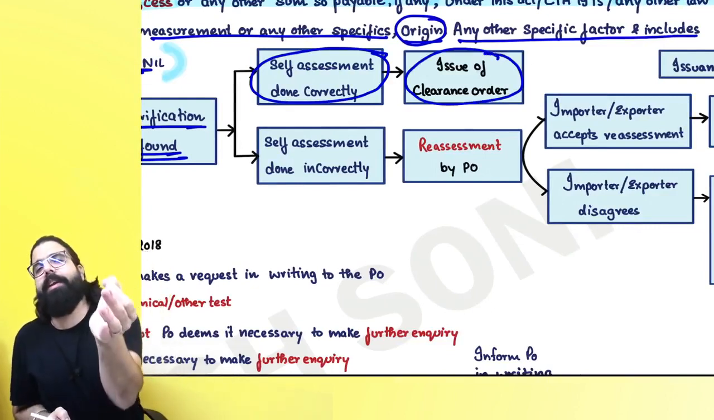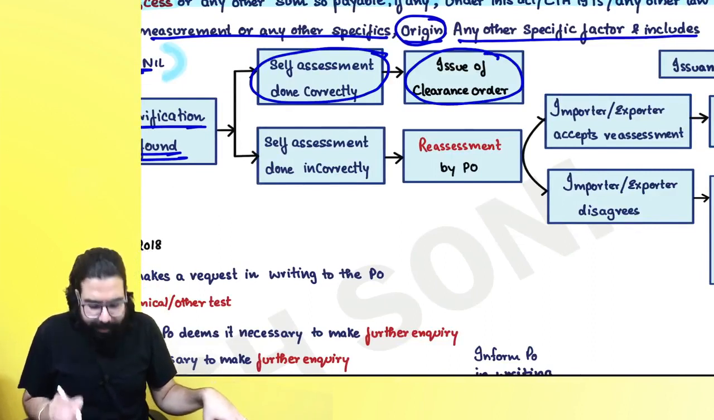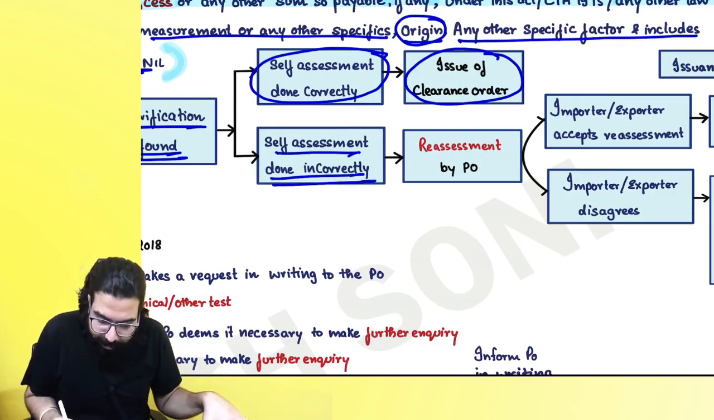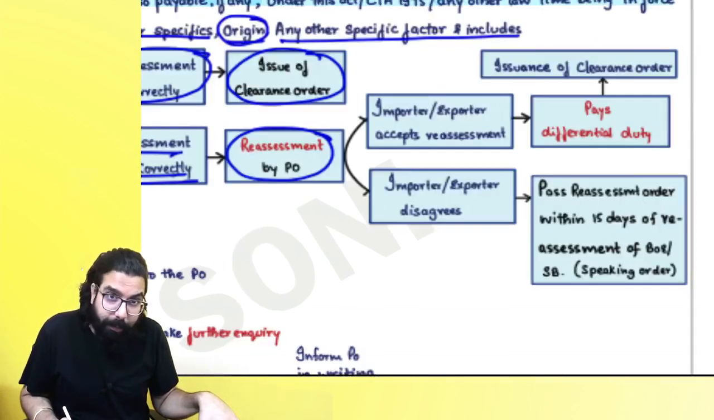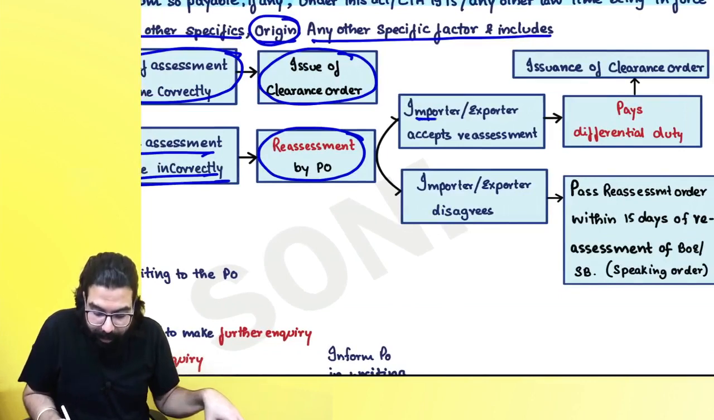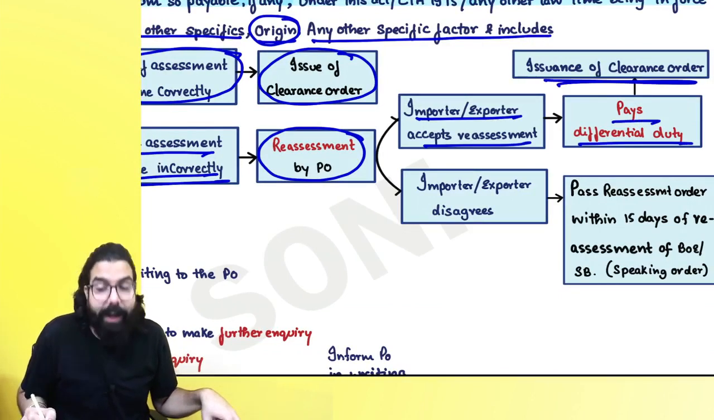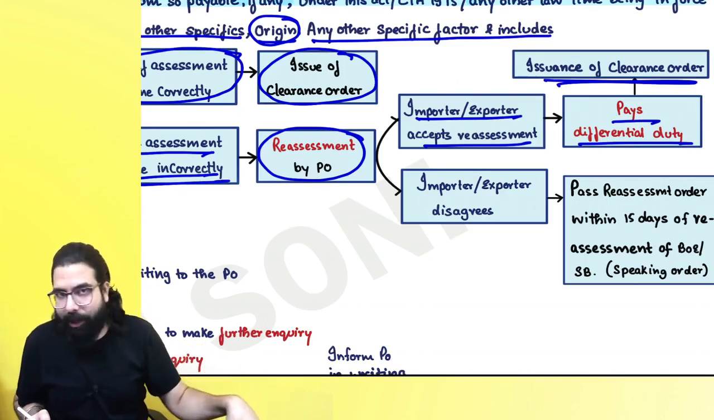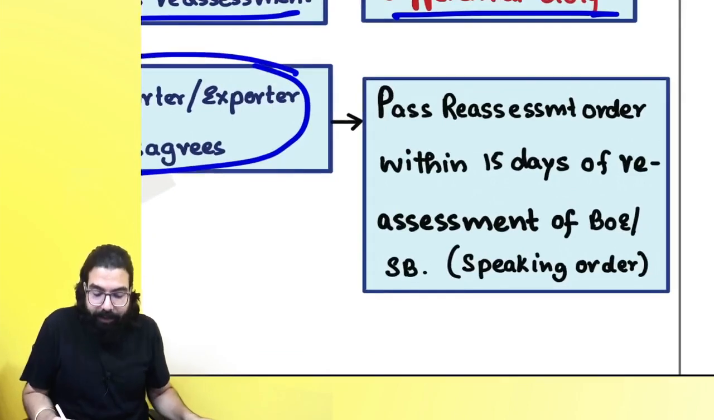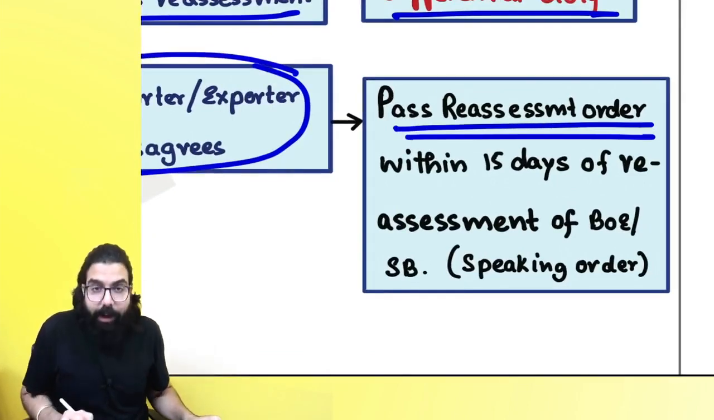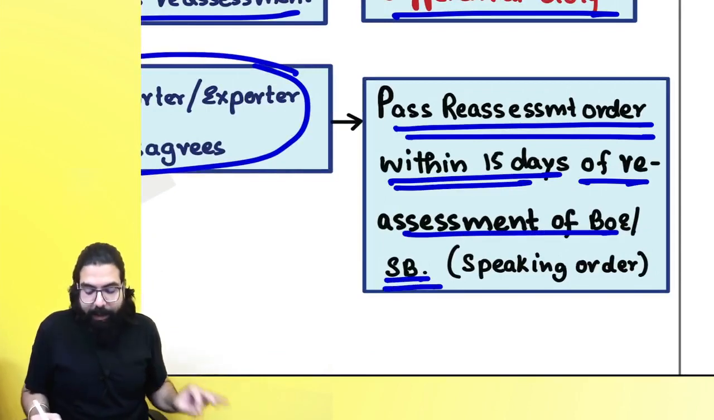If the self-assessment is not done correctly, then he will do the reassessment. Now he will tell, hey, this much was payable, this much you have paid, pay the differential. If the importer or exporter accepts the reassessment and pays the differential, then the officer will issue a clearance order. But if the importer or exporter disagrees, then the proper officer will pass the reassessment order within 15 days of the reassessment of the bill of entry or shipping bill.